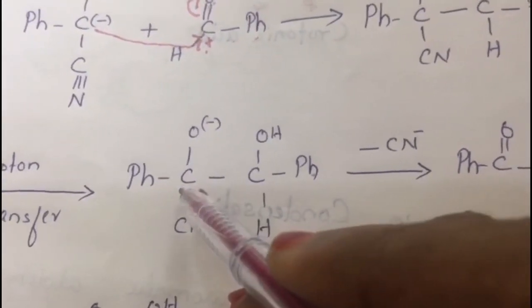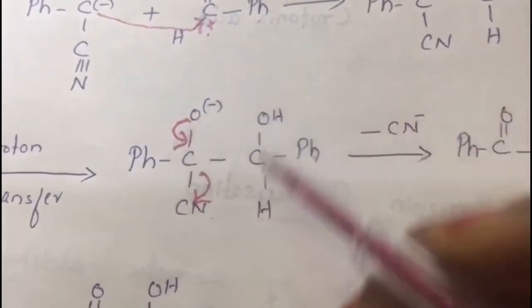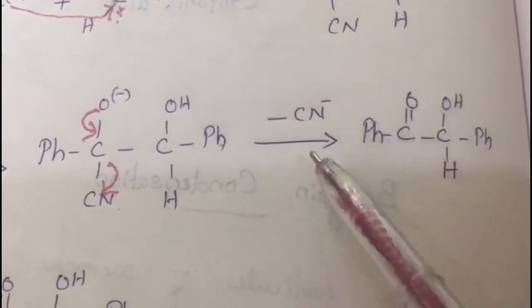Here we know, compared to all groups like Ph, H, OH, CN, and O minus, CN is a good leaving group. So in the next step, CN will leave as CN minus from here. Carbon will get a positive charge and the electrons of this O minus will shift towards the carbon, so it will be a double bond. The product formed will be Ph, C double bond O, C, OH, Ph, H. So CN will be lost as CN minus ion.